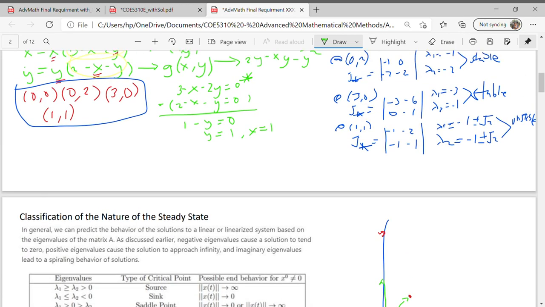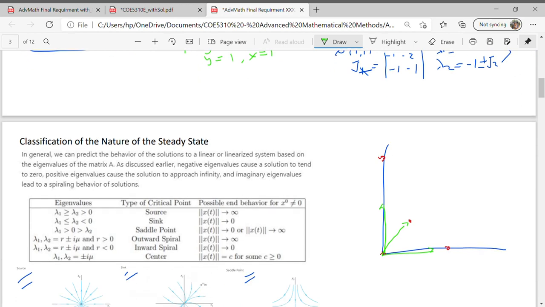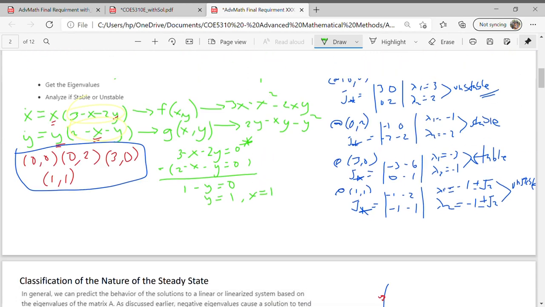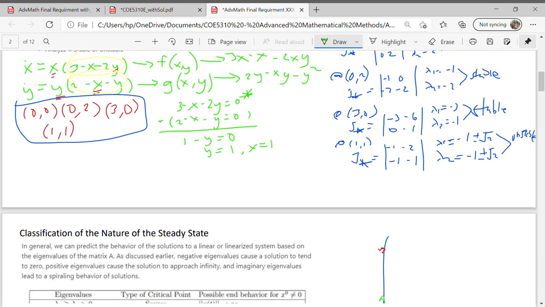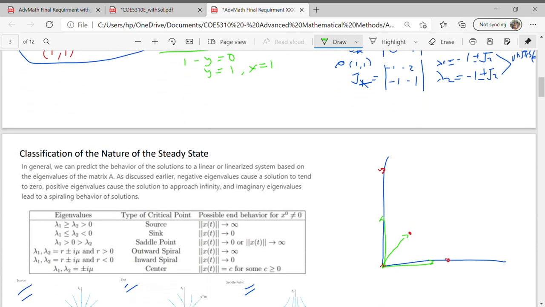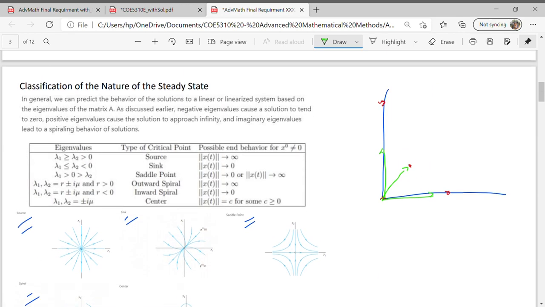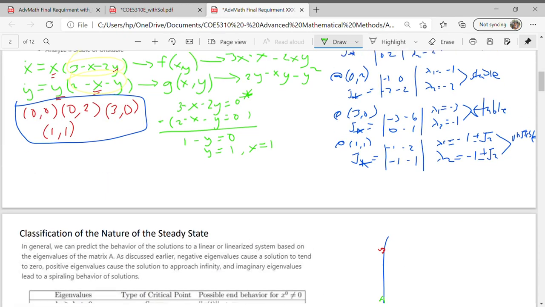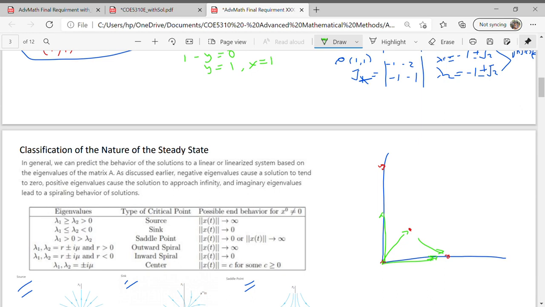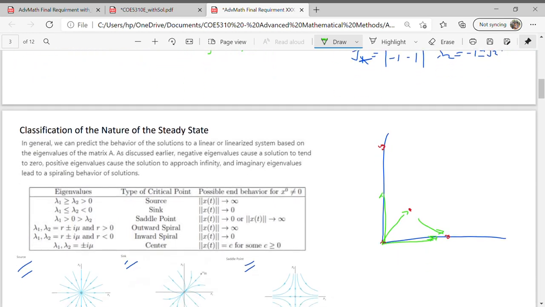For the other fixed point, let's say at 0, 2, the eigenvalues that we get are both negative, so stable. So we call it a sink. It means the arrows come towards it. The same goes for the fixed point 3, 0. It has negative eigenvalues, so it is stable and also a sink.